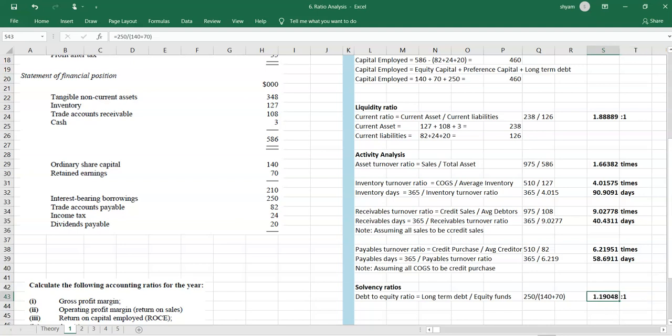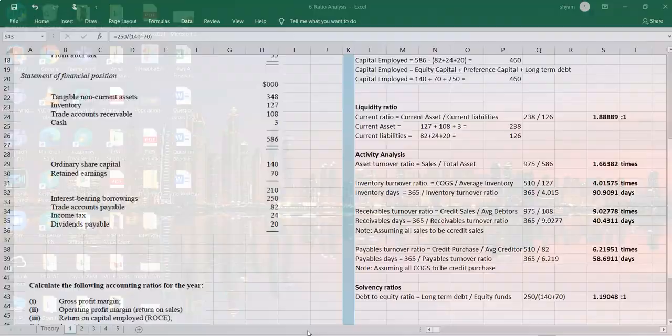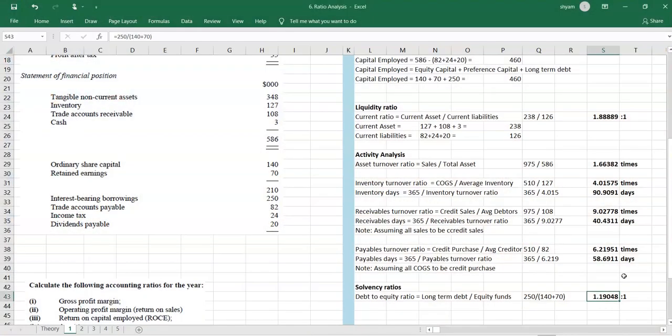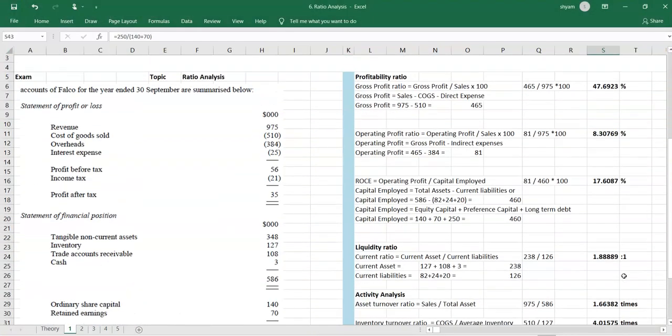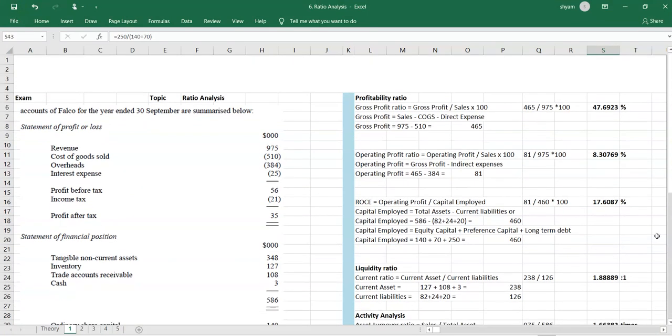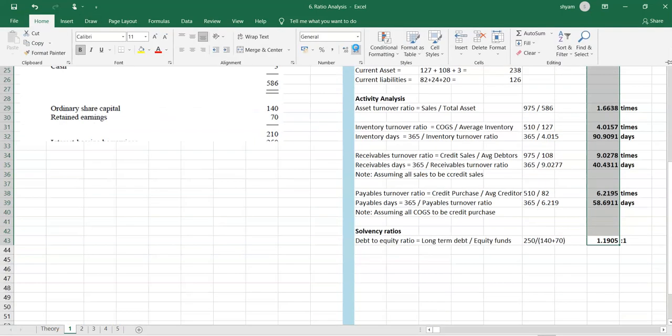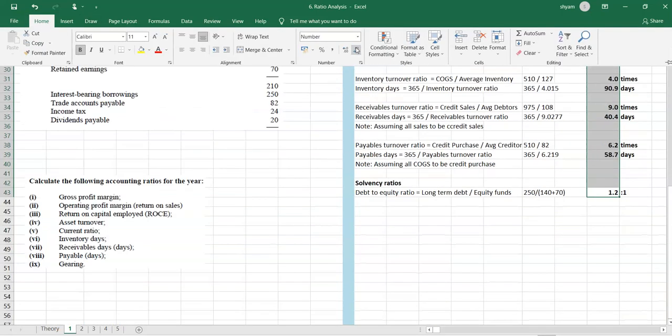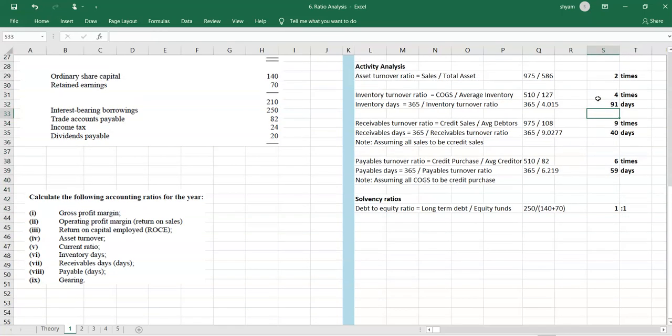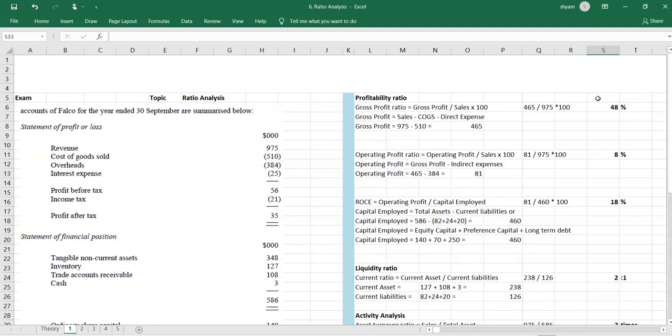Okay, so we have done the sum fully. We have done all the ratios also. If you require, we can cut down the numbers after the decimal, so that it will look neat. So that's about this problem.